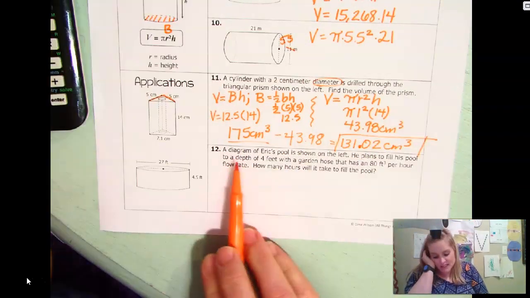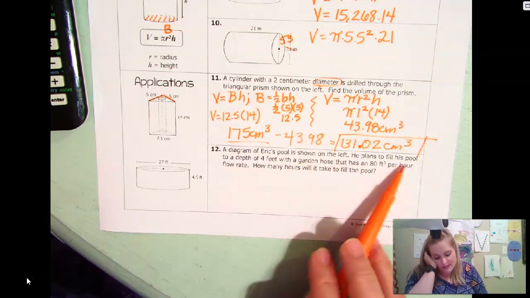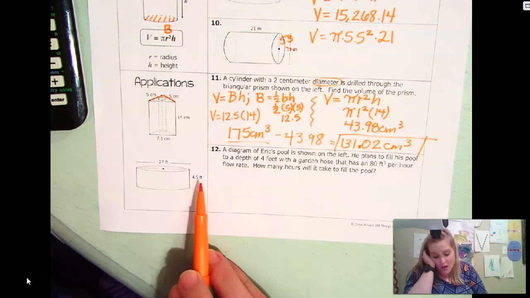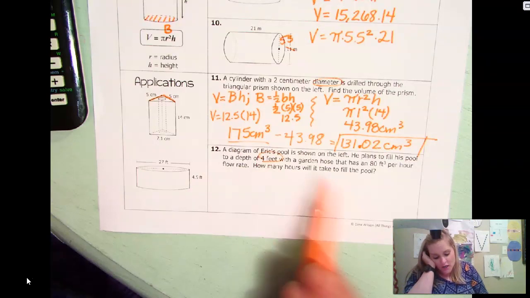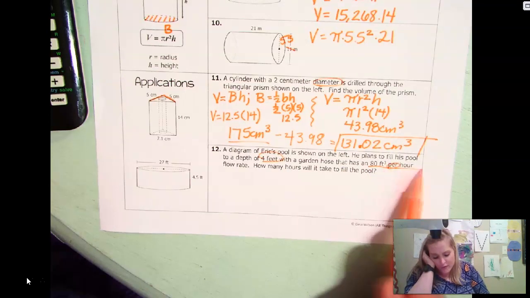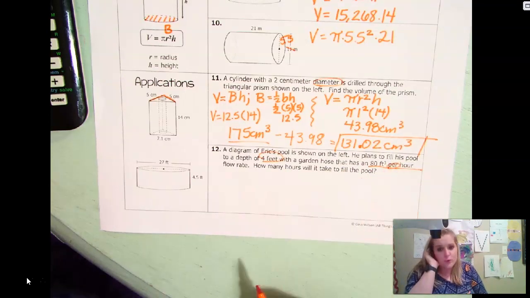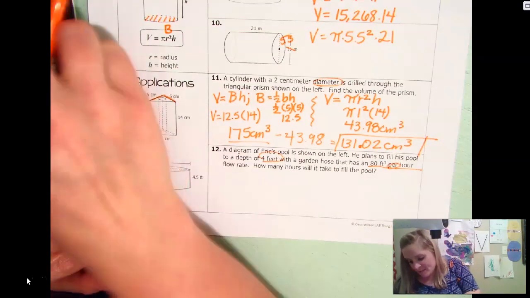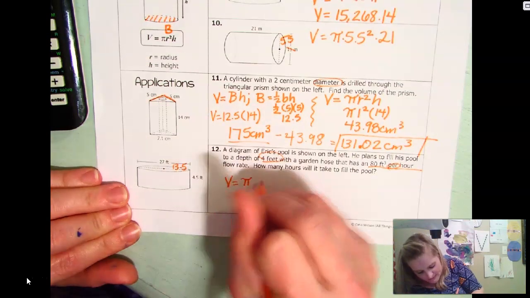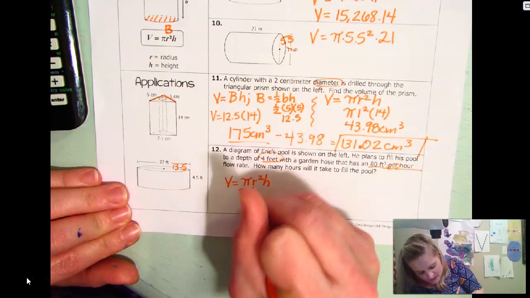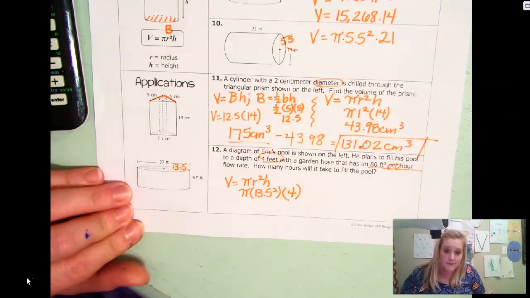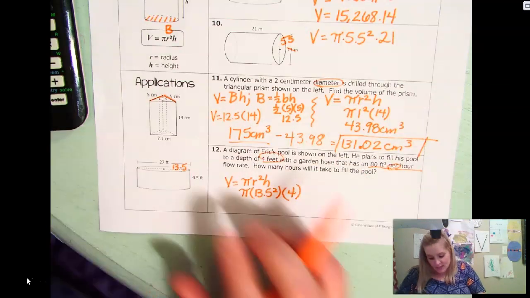This one says the diameter of Eric's pool is shown to the left. He plans to fill the pool to the depth of 4 feet. So it's 4.5 is what it's made, but he only wants it to be 4 feet with a garden hose that has 80 feet per hour flow rate. How many hours will it take to fill the pool? So we're going to just take half of 27, which is 13.5. We're going to use that as our radius. So pi times 13.5 squared times the height, which we're using 4, because he's not going to fill it completely, just to the 4.